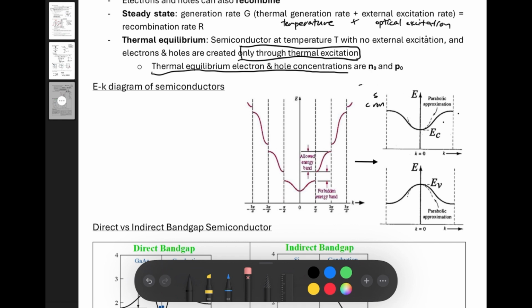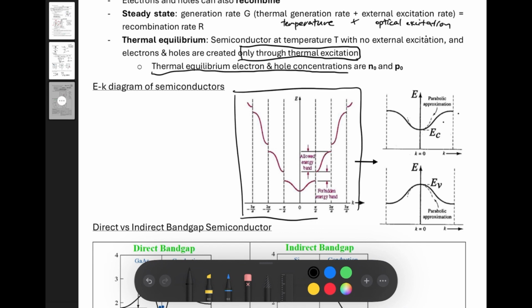So now let's look at the EK diagram of semiconductors. This is not really tested very often, but it's important to understand. The EK diagram of a semiconductor is what you see here. This is the energy versus K, where K is the wave vector. So what does this actually mean?